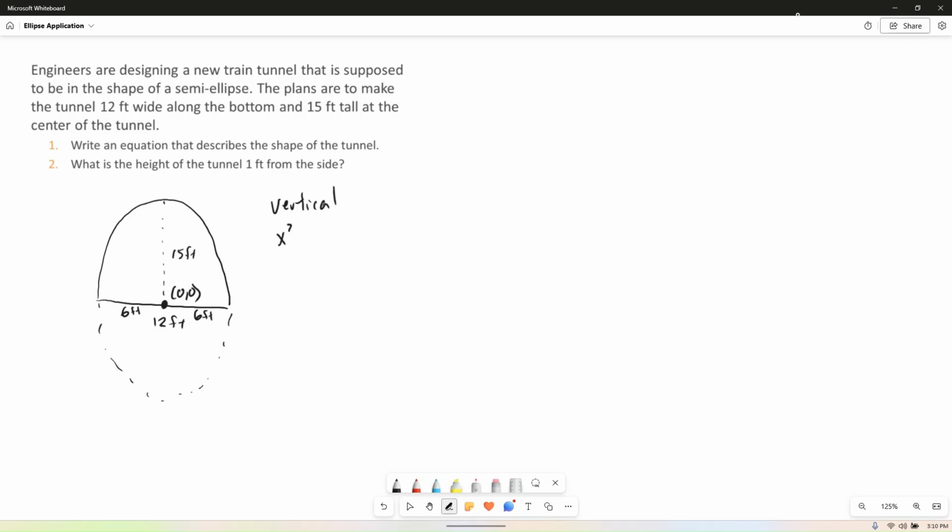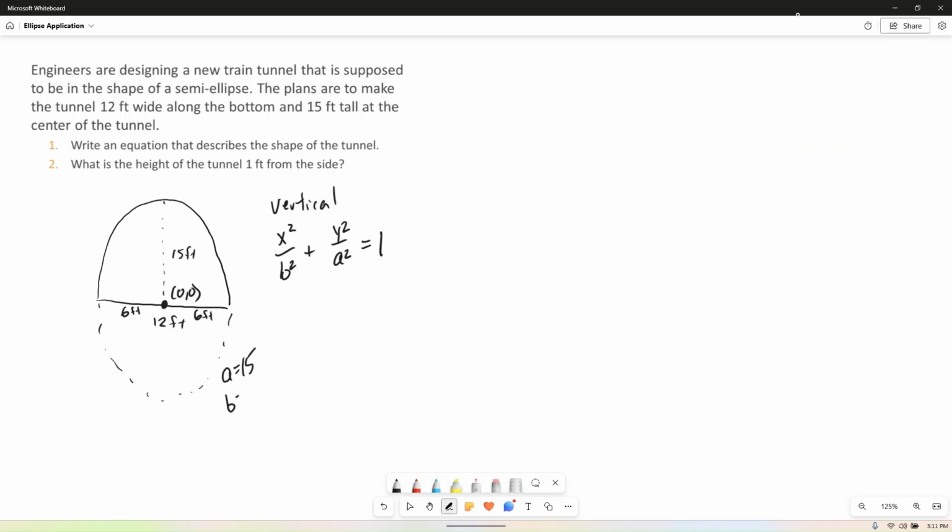A vertical ellipse would have the form x squared over b squared plus y squared over a squared equals 1. And again, I don't need the h and the k because they're both zeros, since I put the origin at the center, or the center at the origin. To write the equation of the ellipse, I just need to know my a and my b value, which we actually already know. The a value is the longer distance from the center to the outermost point on the graph. And so in that case, a has to be 15 feet.